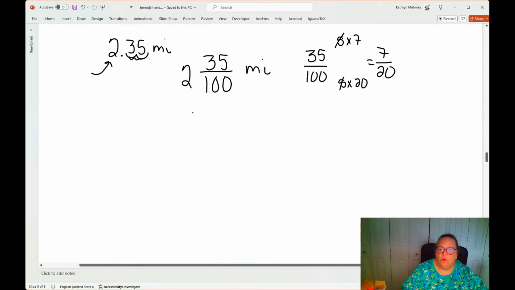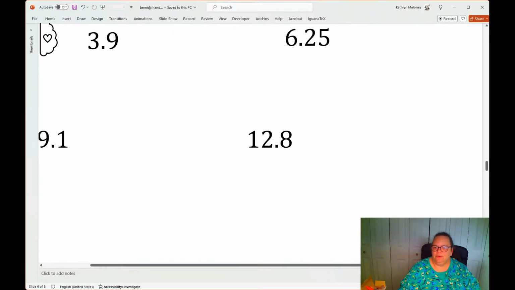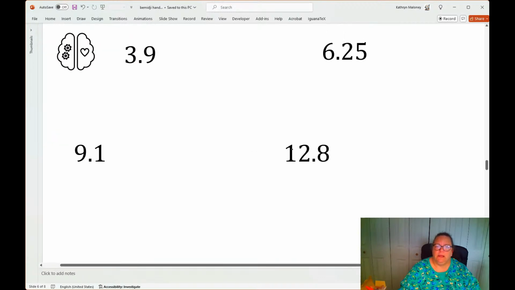So how far did we walk this one, or hike, I should say? 2 and 7/20 of a mile. Yay! All right. If you have the handout that I sent, this looks like the end, but I'm going to give you a couple more to try. If you just use the back of your paper or another piece of paper, that would be cool. What I would like you to do is convert these decimals into fractions.